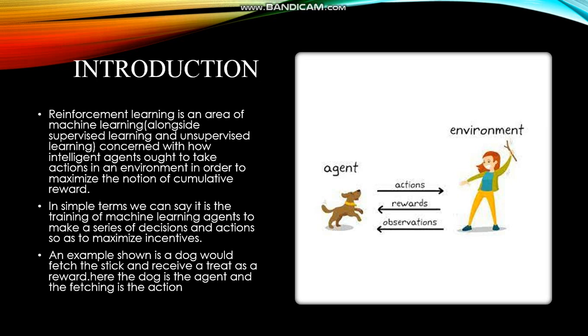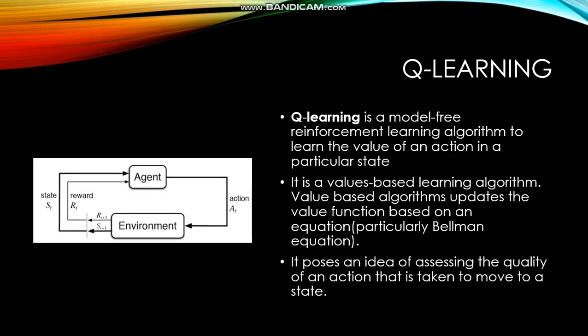In this scenario, the human throws the stick, and the dog is supposed to fetch. So the action is fetching the stick. If the dog picks up the stick, the human will say, good boy, or give the dog a treat. That's a positive reward. And if the dog does not perform the specific action, the reward will be negative. It will be like, stop, or bad boy. So that's a brief look at reinforcement learning, and we're going to move directly to Q-learning.